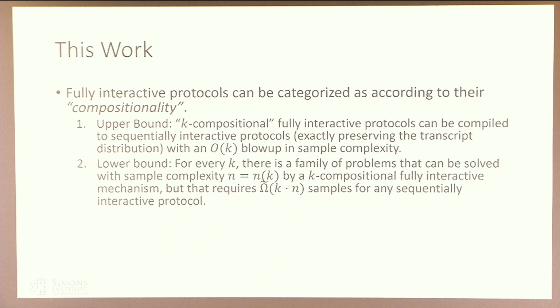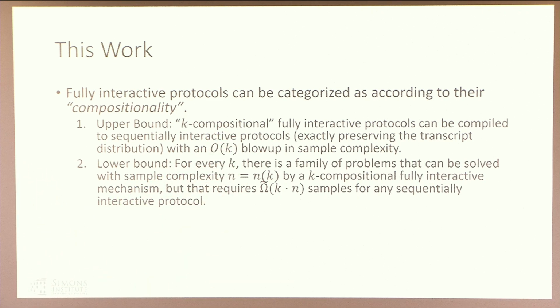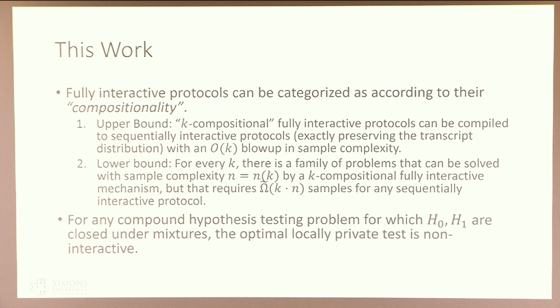So you could imagine reductions that have different dependencies on other parameters, but you can't generically give a reduction that has a better dependence on this parameter, which I'll tell you what it is in a moment. And then finally, we have some stuff to say about hypothesis testing as well. So in particular, for any simple hypothesis testing problem, or more generally, for any compound hypothesis testing problem where both the null and the alternative are convex, closed under mixtures, then you don't need interactivity at all. The optimal test, even amongst the set of arbitrary interactive mechanisms, is in fact non-interactive.